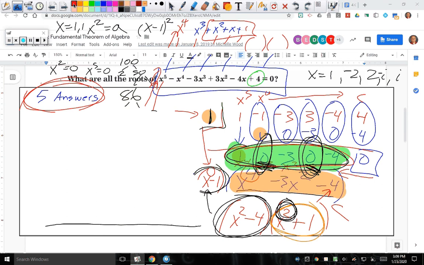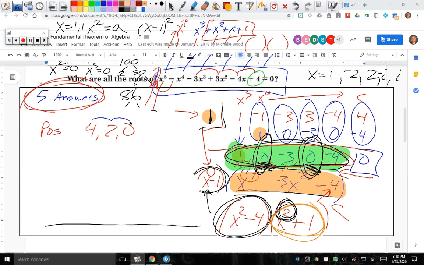How many sign changes? 1, 2, 3, 4 sign changes. Okay? So positive answers are either 4, 2, or 0, because it starts at 4 since those were the sign changes. It changed by 2 each jump of the way, and it stopped at 0. So why is it not 1? Because you reduced by 2. That was the Descartes rule.